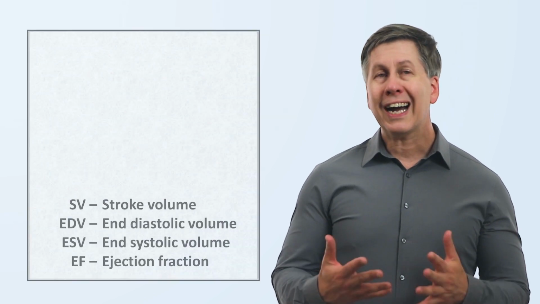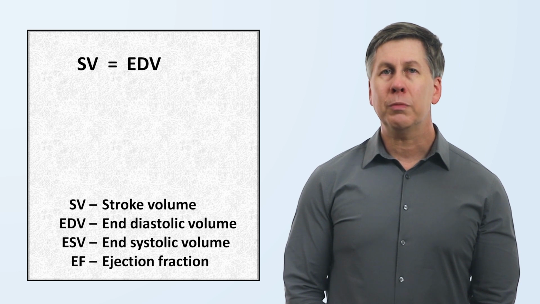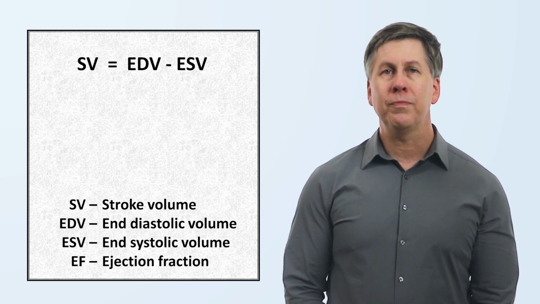These two values are calculated as such. Stroke volume equals end diastolic volume minus end systolic volume.